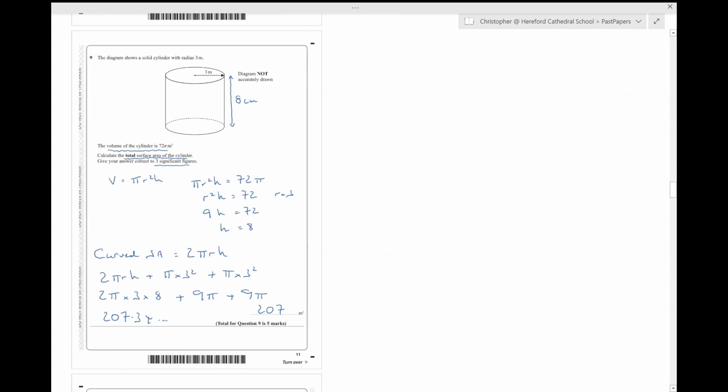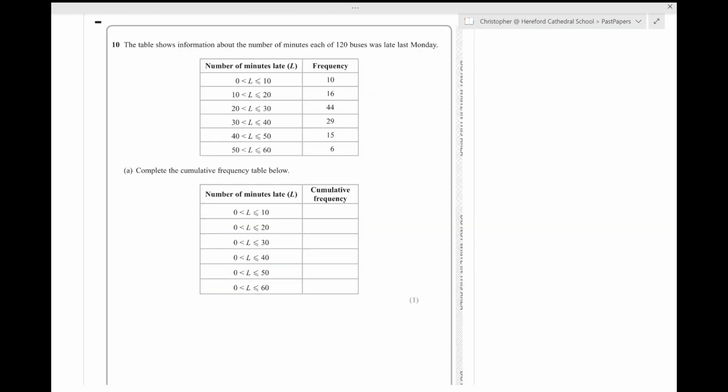And that's question 9 finished. Question 10. The table shows information about the number of minutes each of 120 buses was late last Monday. So I see 10 were late. Well, more than 10 were late. But 10 buses were between 0 and 10 minutes late.